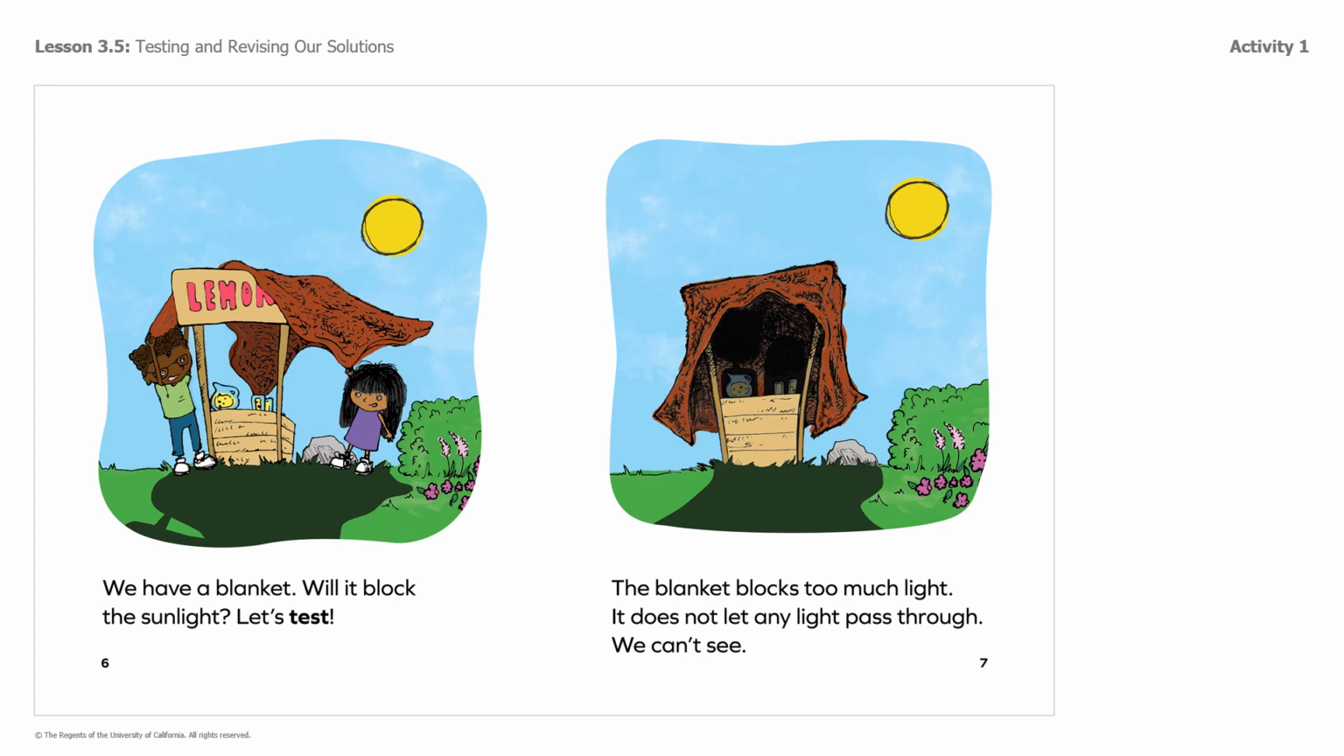So look at the material that the children test. It's a blanket. The blanket blocked too much light. So the lemonade stand was too dark. I cannot see the children.